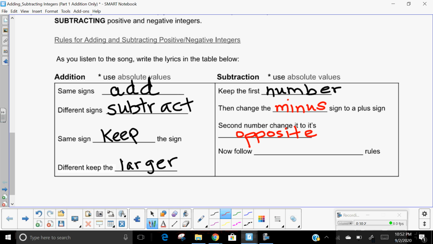Now, once you do that, we've just changed minus or subtraction to addition. So now what we have to do is follow the addition rules because we just changed it from subtraction to addition. So now we come back over here and we follow these rules right here. You should be singing to yourself, same signs add, different signs subtract, same sign keep the sign, different keep the larger.